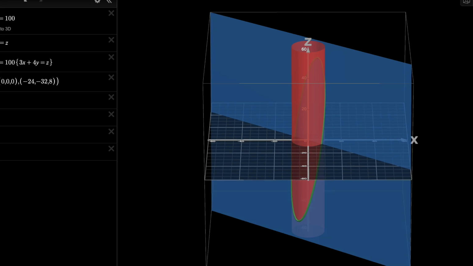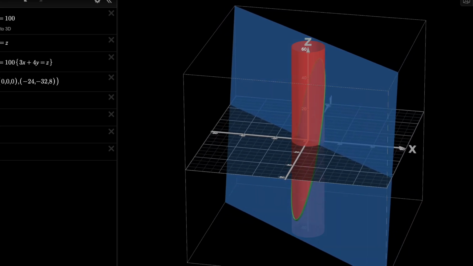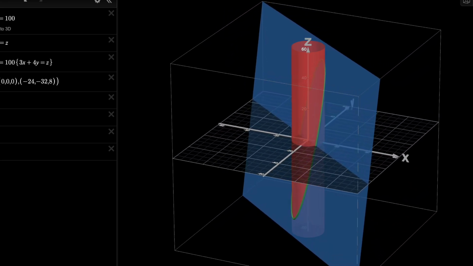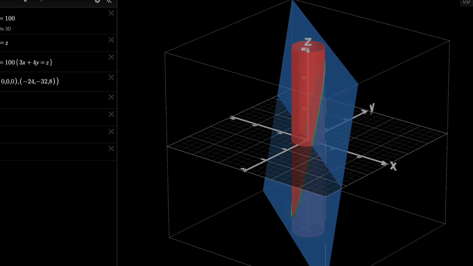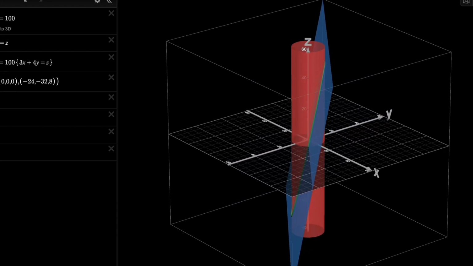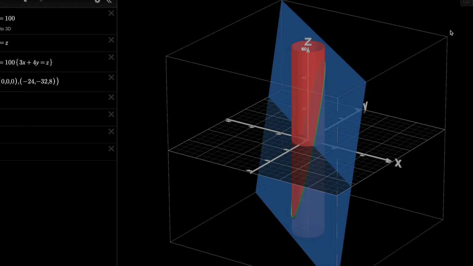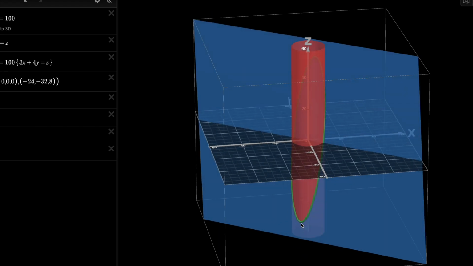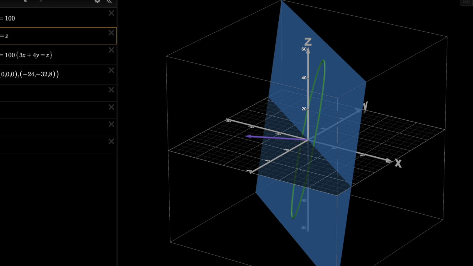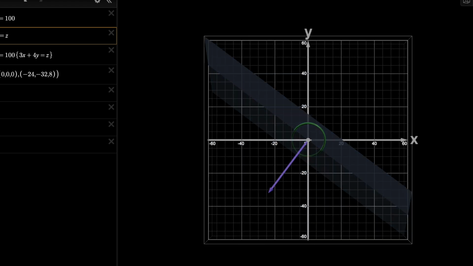Now here comes the key insight. The values of a or z, which is the height, for which there is a unique solution, are the maximum and minimum of this ellipse. So they're at the top and at the bottom of the ellipse. And these extreme points lie along the normal vector to the plane. That is, along the direction of the vector (3, 4, minus 1).